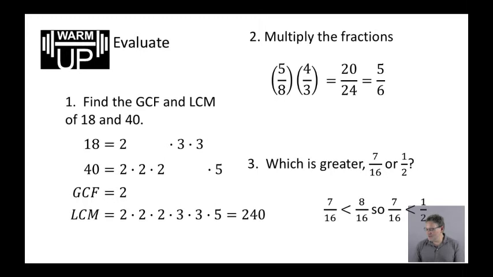For number 3, which is greater, 7/16 or 1/2? Well, the least common multiple of 2 and 16 is in fact 16, and so that's your common denominator to work with. 7/16 is already there, but in order to get 1/2 to 16ths, you have to multiply top and bottom by 8, giving you 8/16. 7/16 is smaller than 8/16, and so 7/16 is smaller than 1/2.